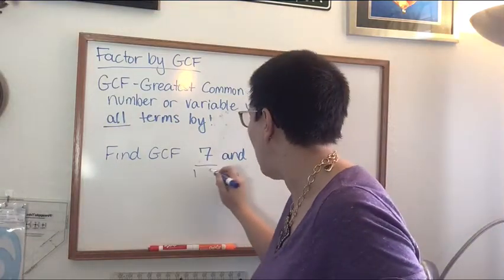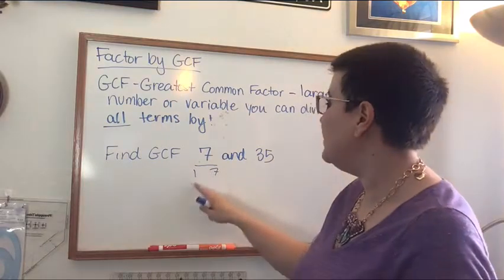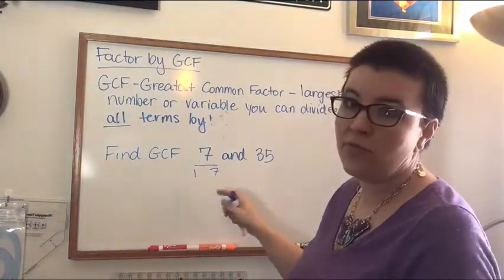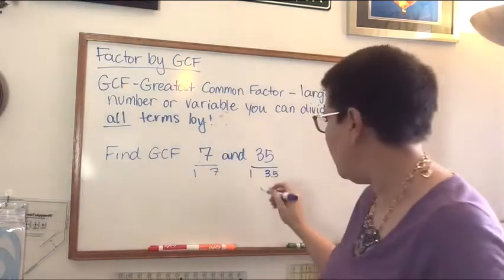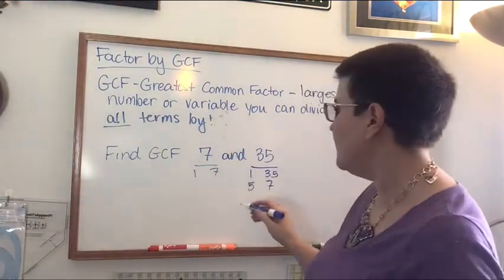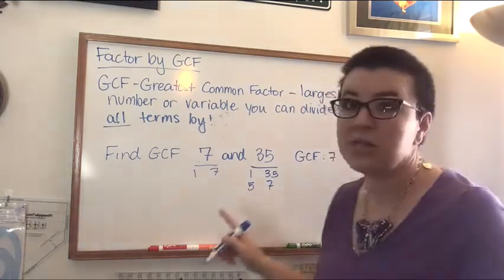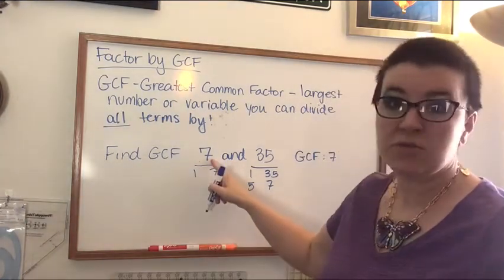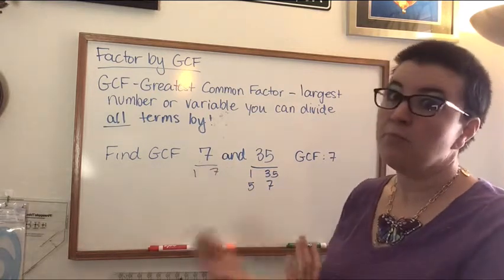Factors of 7 are 1 times 7, and that's it. This is a prime number. But that means their GCF can only be either 1 or 7. 35 is 1 and 35, so they definitely have 1 in common. However, they also have 7 in common, so our GCF here is 7. Notice the GCF was the smaller of the two numbers, but it wasn't bigger than both of them.